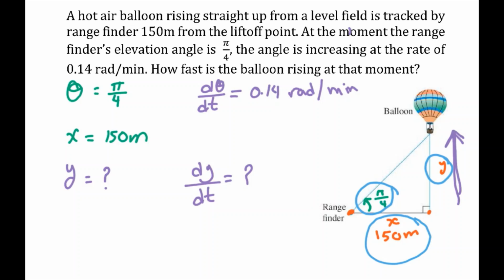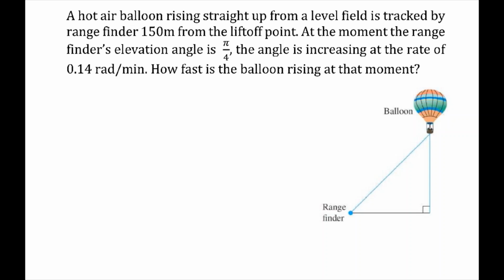We know that based on the trig ratios, tangent theta equals opposite over adjacent. Now what is opposite here? Y. What is the adjacent? X. So I'm going to use this, okay? So let's do that. I'm going to use tangent theta equals y over x. Do I know what theta is? No. Do I know y? No. Do I know x? Yes, it's 150.